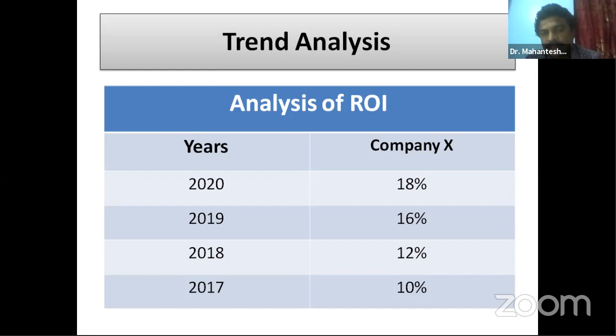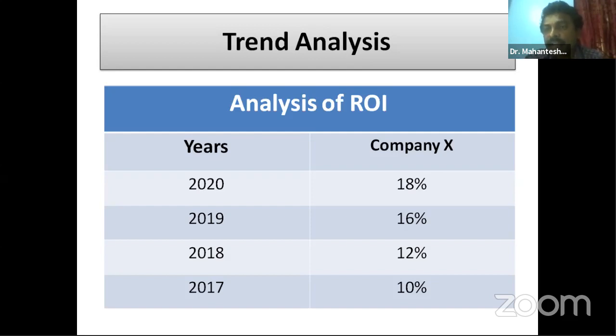We compared the ROI for the four financial years. What happened? In 2017 it was 10%, in 18 it increased to 12%, in 19 it increased to 16%, in 2020 it increased to 18%. The profitability, or ROI, has been increasing over a period of 4 years, we said. This is what we call trend analysis.